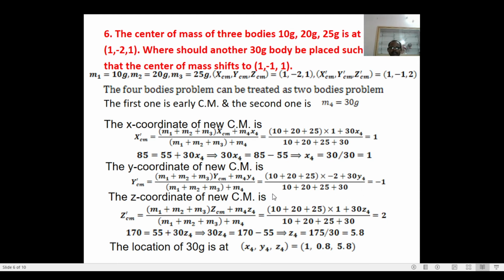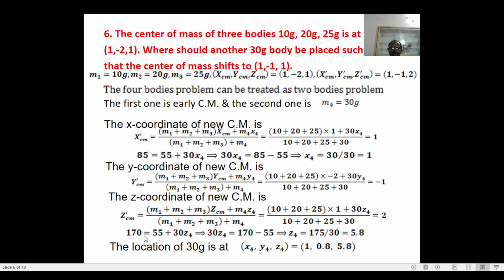The z coordinate of the new center of mass is zcm dash equal to m1 plus m2 plus m3 into zcm plus m4 z4 divided by m1 plus m2 plus m3 plus m4, which is equal to 10 plus 20 plus 25 into zcm, which is 1, plus 30 z4, divided by 10 plus 20 plus 25 plus 30, which is equal to 2. So I think there is a misprint here. This happens to be 2 because of a misprint. ZCM dash is 2.